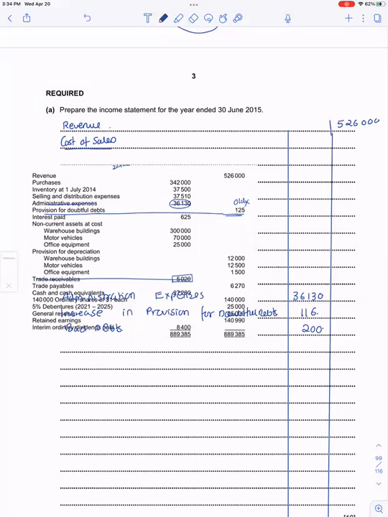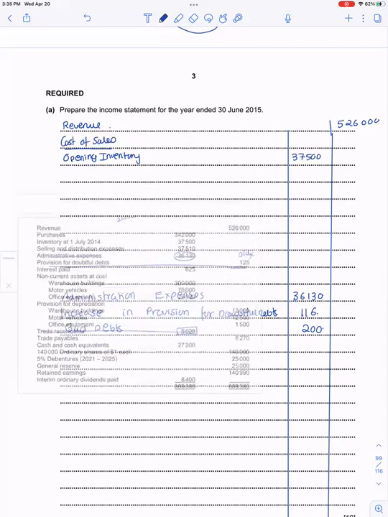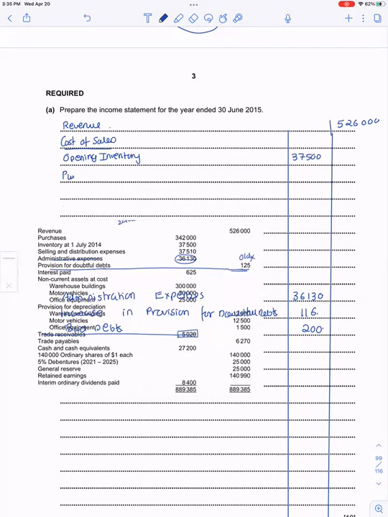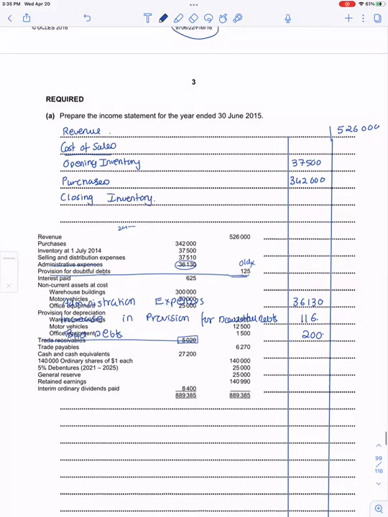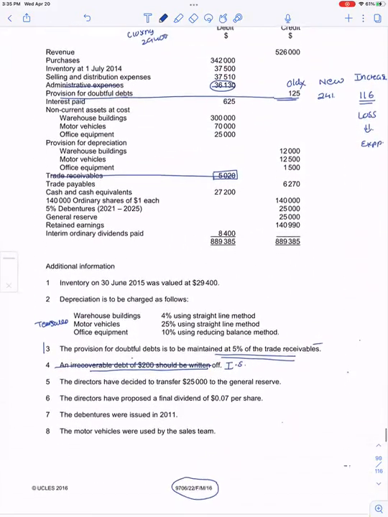Cost of sales will be opening inventory. What is opening inventory? 37,500. Plus purchases. Avoid using plus minus, okay? You know what it has to be done. Opening inventory plus purchases, I do it directly, minus closing inventory. What is the closing inventory? 29,400.